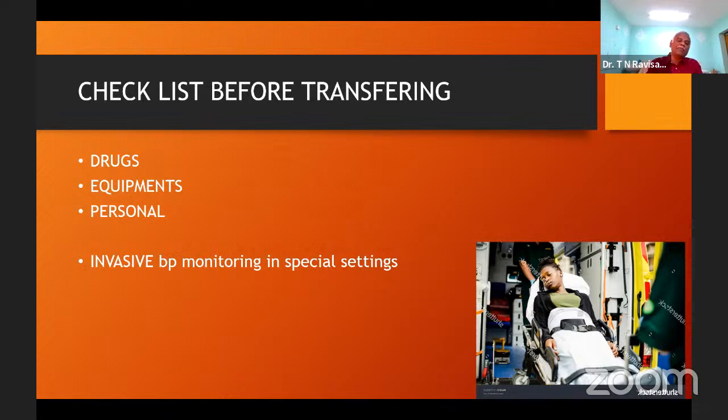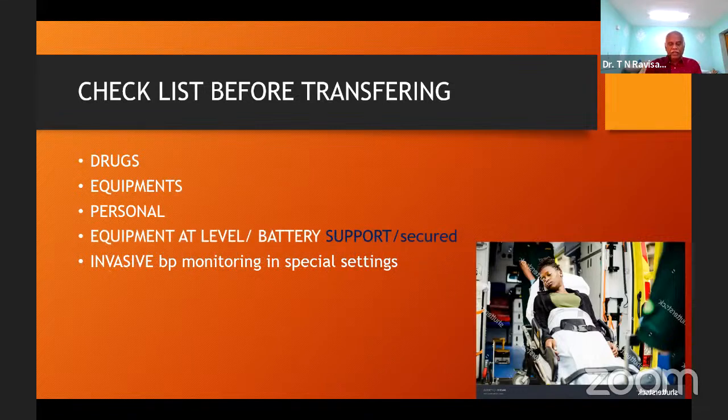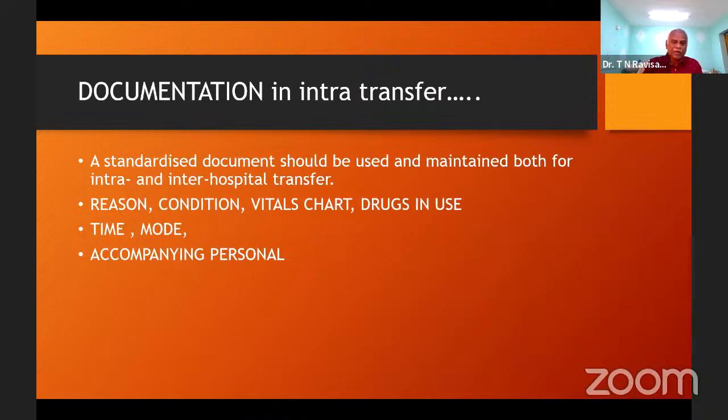You should not leave the primary hospital without adequate drugs stocked in the ambulance. The equipment will have to be perfectly functioning. The personnel must be qualified. If there is going to be invasive BP in situ on the patient, that needs to be monitored properly. More than that, please see to it that the battery level of your monitor or the respirator that is kept in the ambulance is secure, recharged, or there is a support for it if there is a fall in the battery level. It's very, very important, the drug and keeping the level of the monitor's battery adequate.